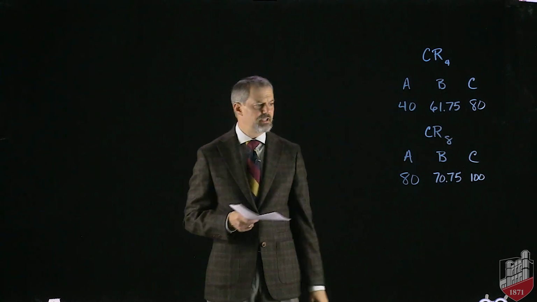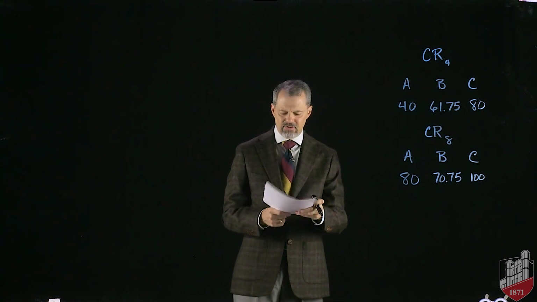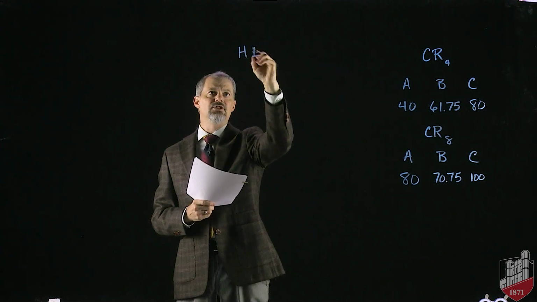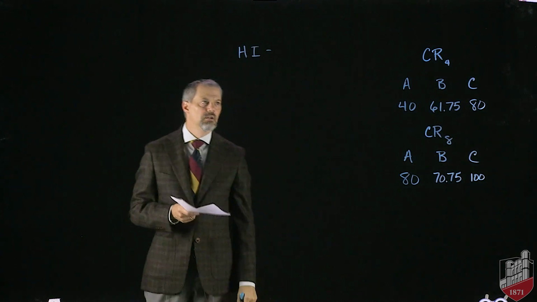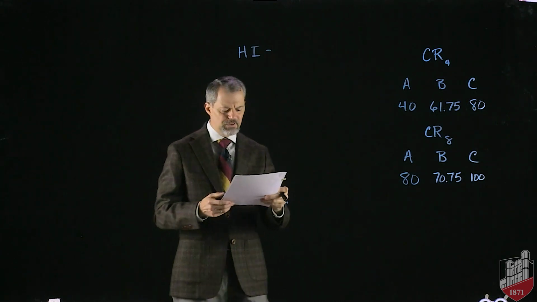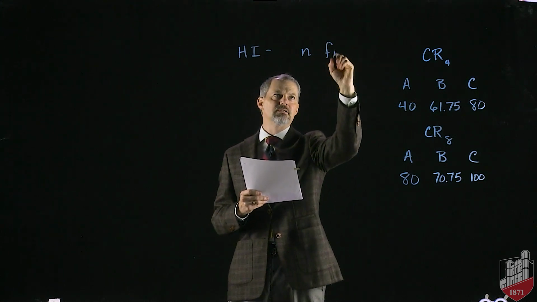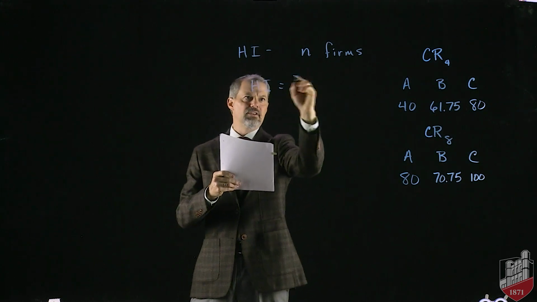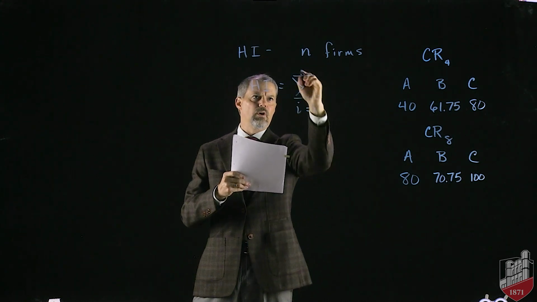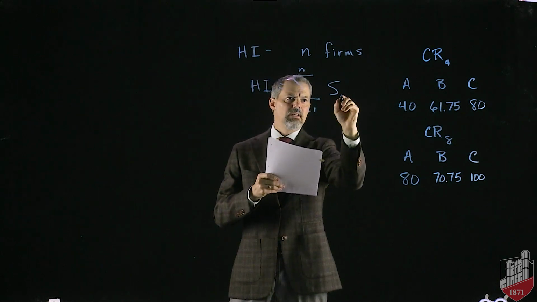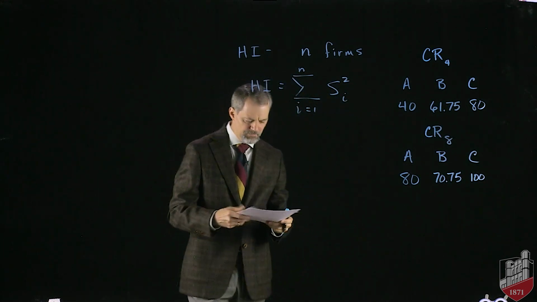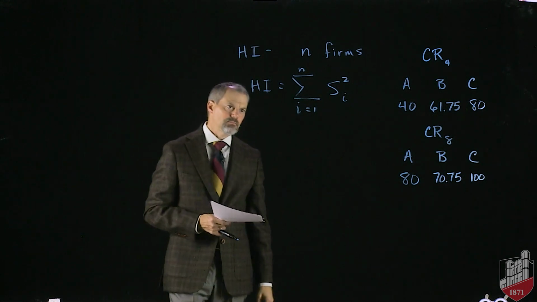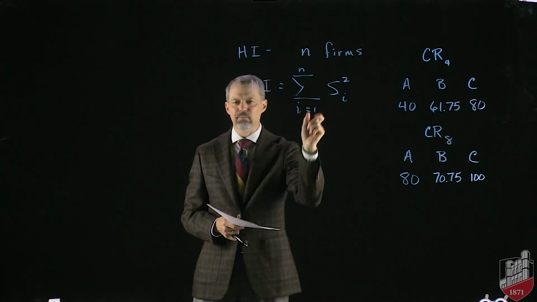There are other alternatives. One that's commonly used is something called the Herfindahl-Hirschman index. We abbreviate it HI. Fairly easy to calculate. So if we think about an industry with N firms, the Herfindahl-Hirschman index would look like this. It would be the sum i equals 1 to N of s_i squared, where s_i is simply the market share of the ith firm. So if firm i had 10%, that would be 10 squared.